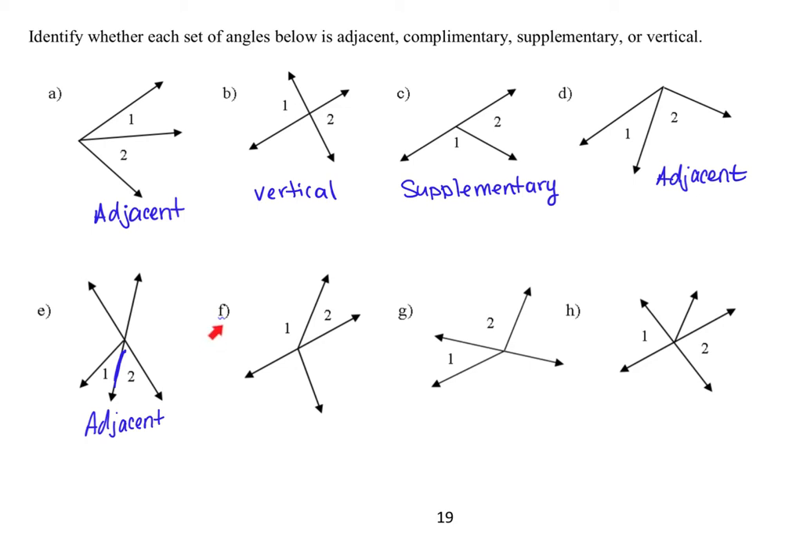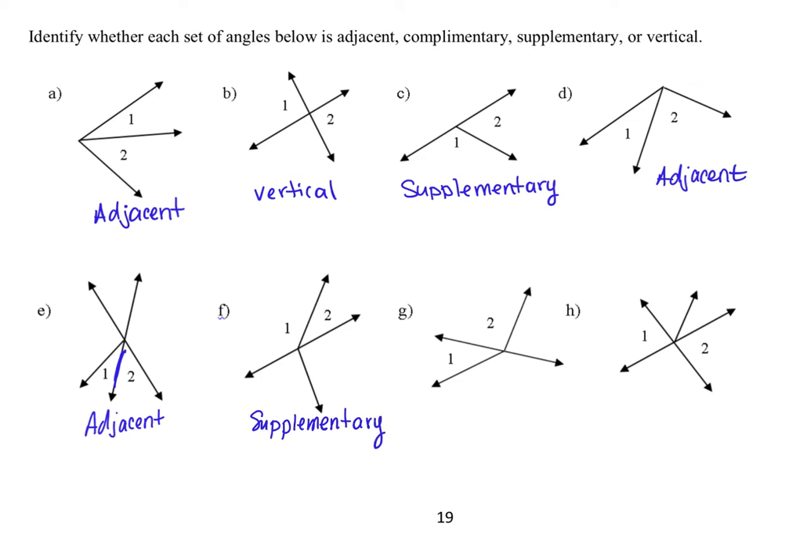Let's look at letter F. What relationship does angle 1 have with angle 2? Angle 1 and angle 2 are on a straight line. So when they're on a straight line, they more than likely add to 180, making these angles supplementary.